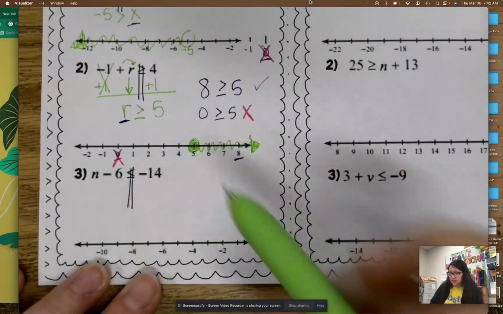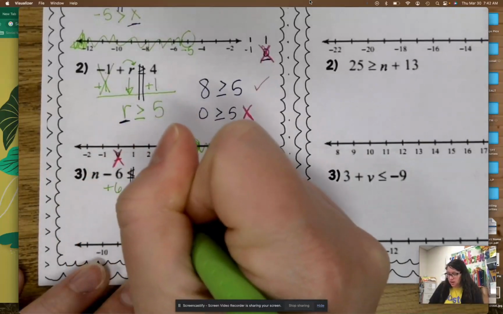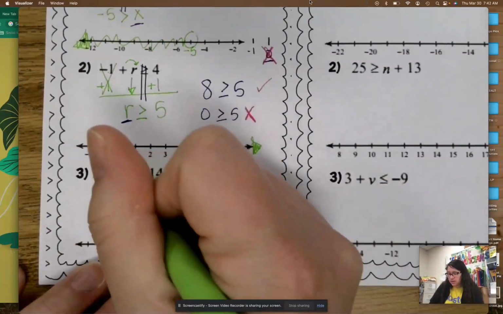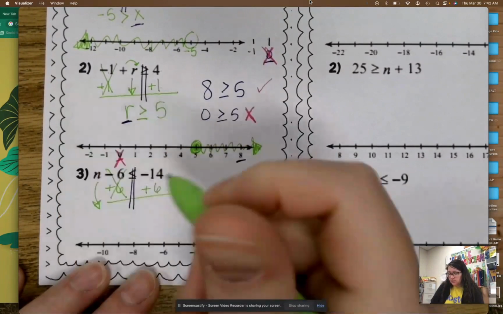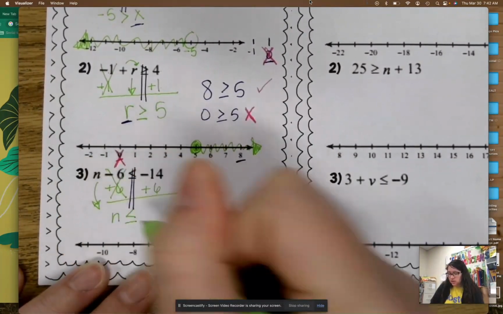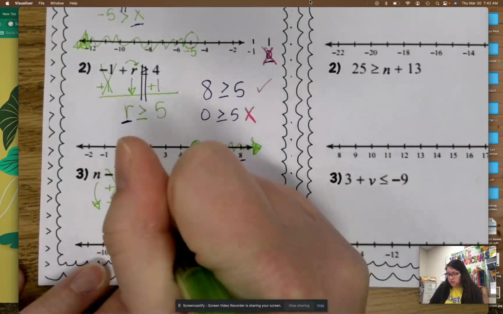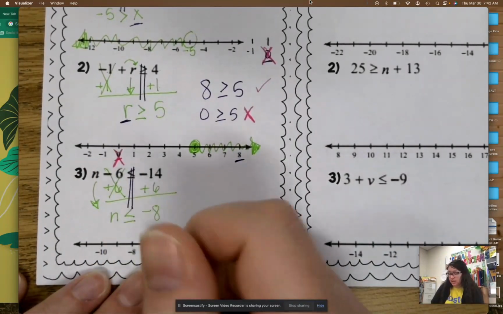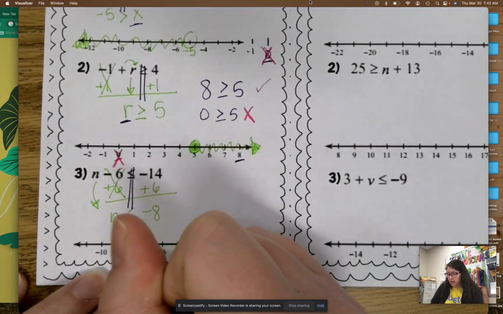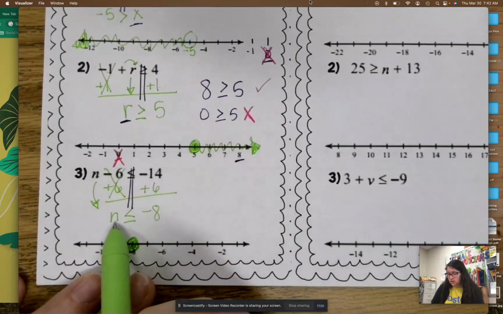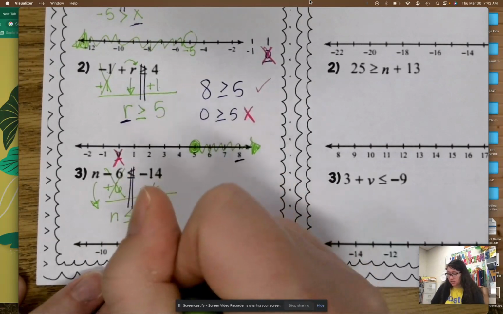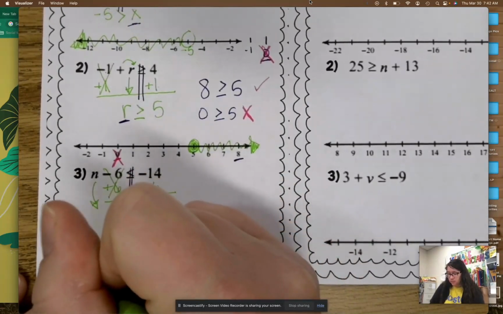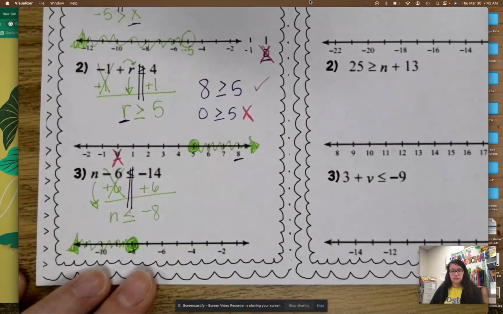The opposite of a -6 is a +6. I want to add 6 to both sides. A negative 6 and a +6 cancel. So I get n is less than or equal to -8. Because of this symbol, I need to have a closed circle on that -8. n is less than or equal to -8. I'm looking for numbers smaller than -8. Smaller numbers are on the left side.